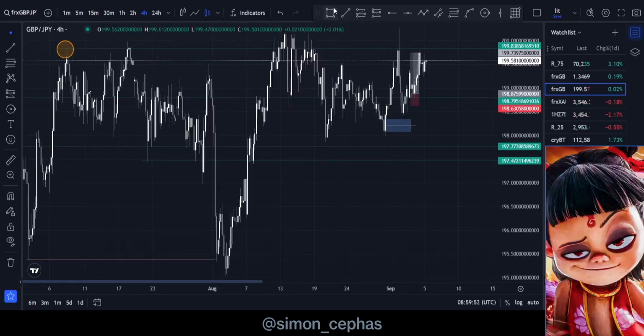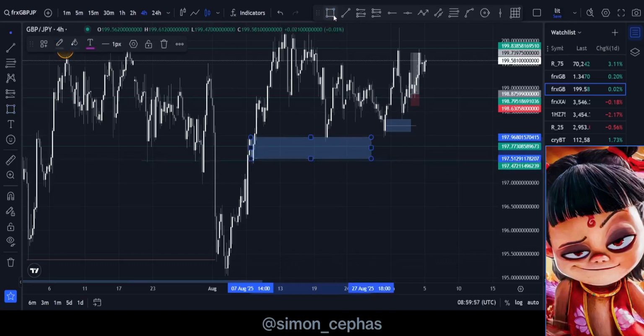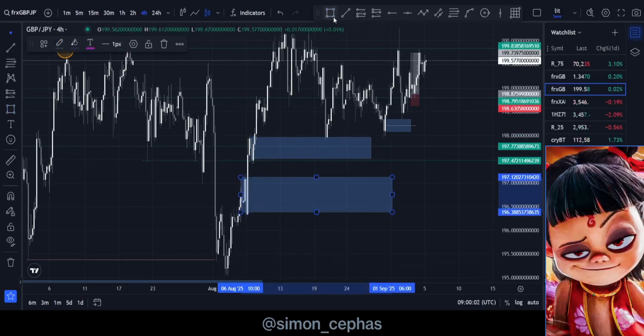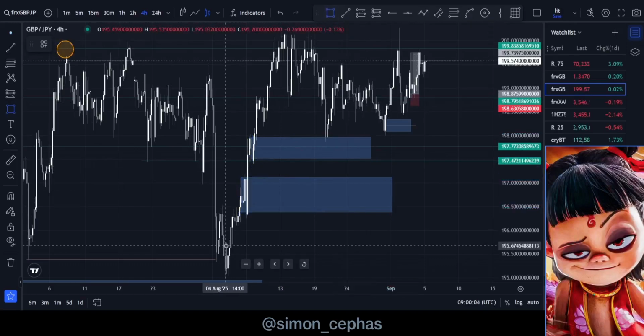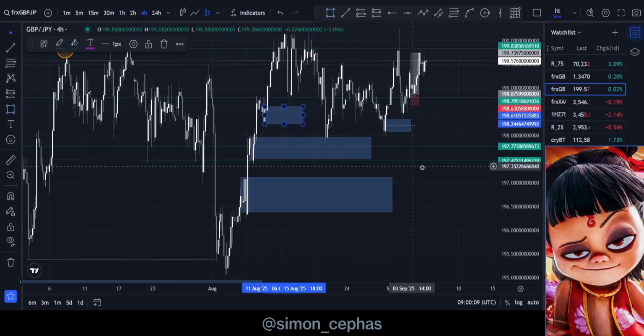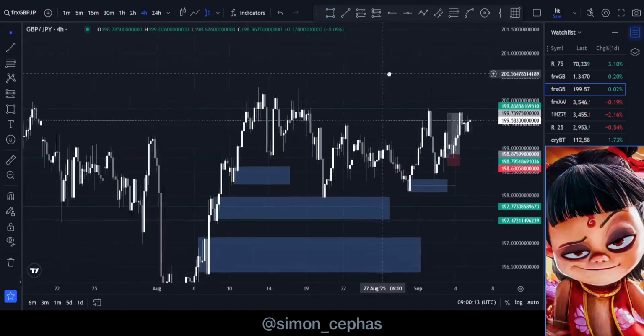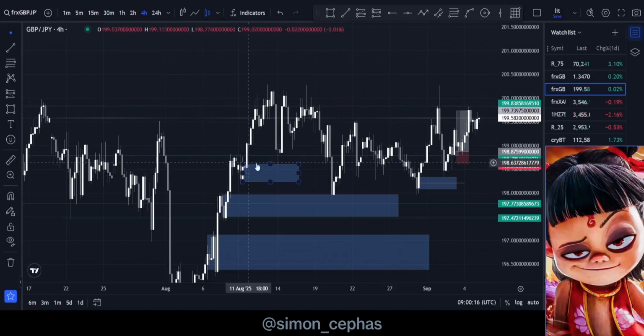Let's find demand levels in this leg. So we have this one here. Yeah, it's one thing to get a demand level and it's another thing to get a very good demand level, a valid demand level, because there are many demand levels here, right? So from this you can see that market might reverse from here, and what happened? It did a reverse from here.